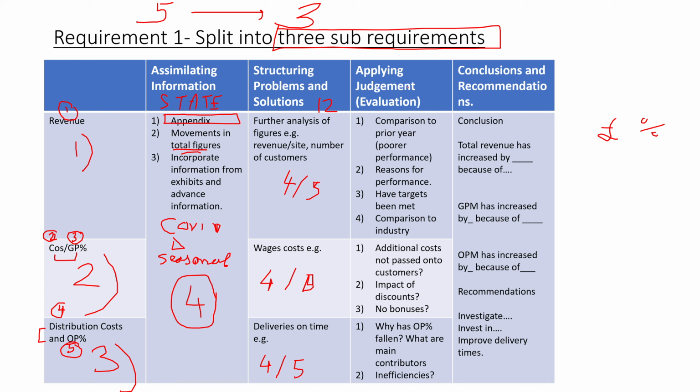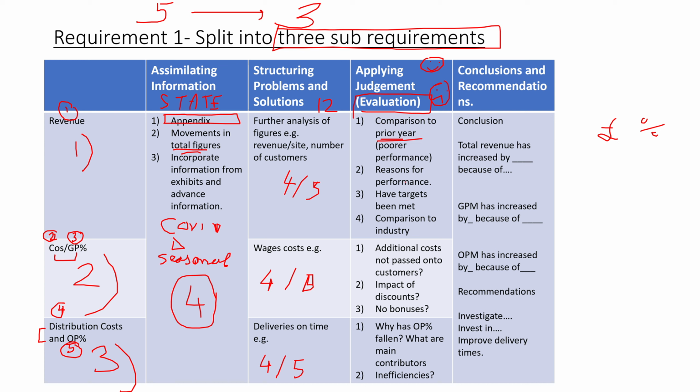Applying judgment, okay, is the next stage, and that's where you're analysing why figures are the way they are. So you're thinking about whether the movements are good or bad, basically. What do you think in your professional judgment? Okay, so compared to prior year, firstly gets you a mark for revenue.